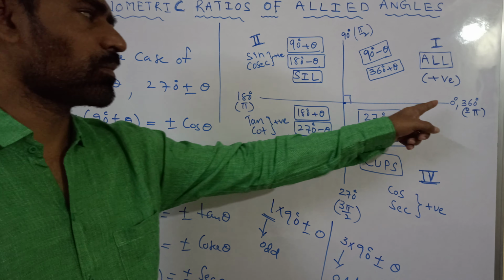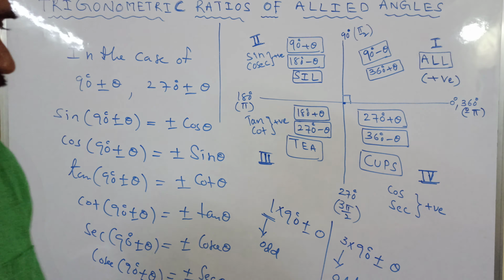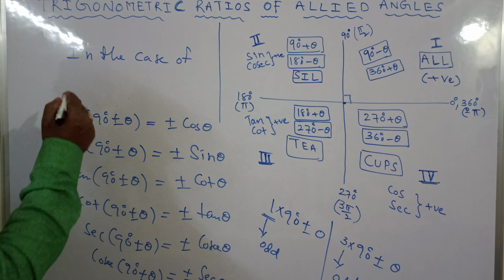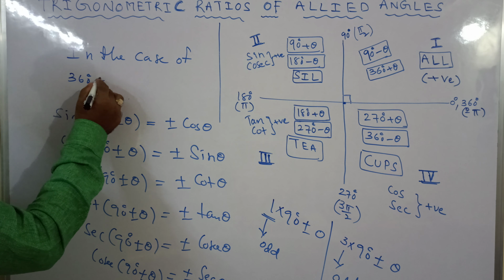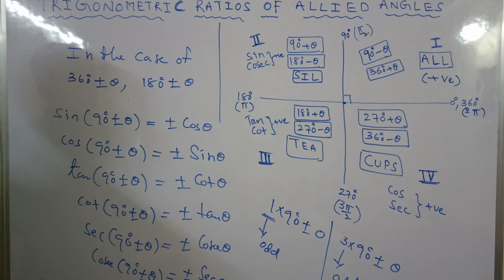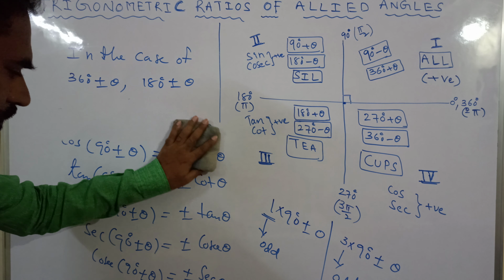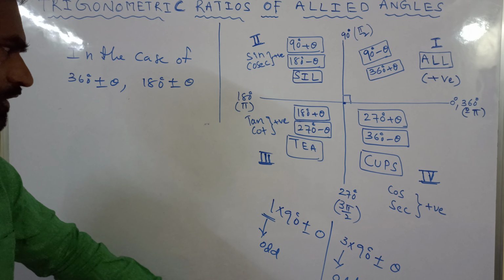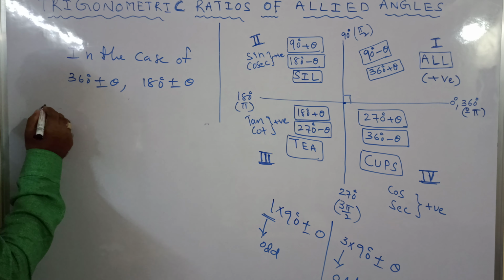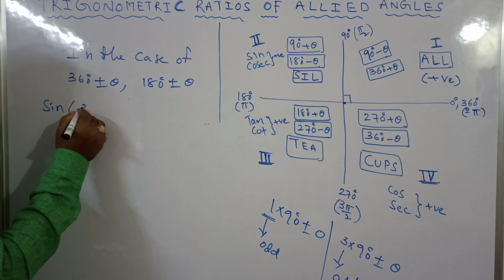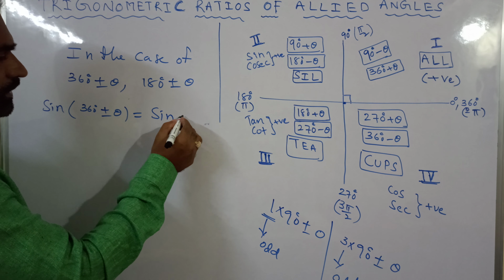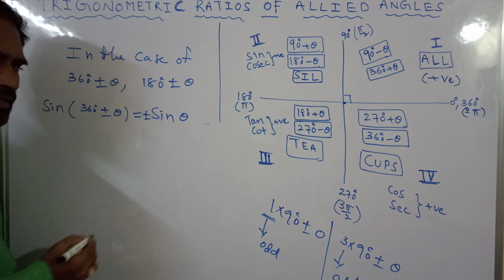Now we are discussing the remaining angles, 360 and 180. In the case of 360 plus or minus theta, next 180 plus or minus theta, there is no change in the ratios. Sine remains sine, cos remains cos. All 6 ratios don't change. As it is, we have to write: sine 360 plus or minus theta becomes again plus or minus sine theta.